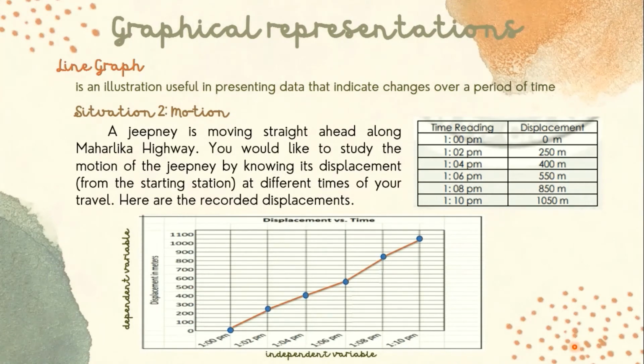Next, between 1:02 p.m. and 1:06 p.m., what is the change in displacement? So, ito yung 1:02 p.m. For 1:02 p.m., tayo ay may displacement na 250. And for 1:06 p.m., ito naman yun, ang ating displacement recorded naman ay 550. So, what is the difference in displacement? 550 sa 1:06 p.m. minus 250 ng 1:02 p.m. That is 300 meters. Yun yung difference of displacement.